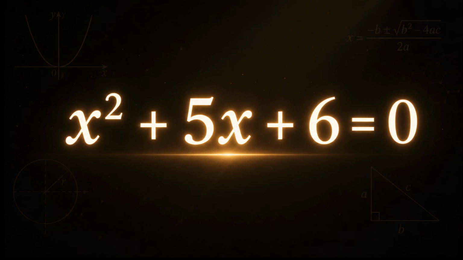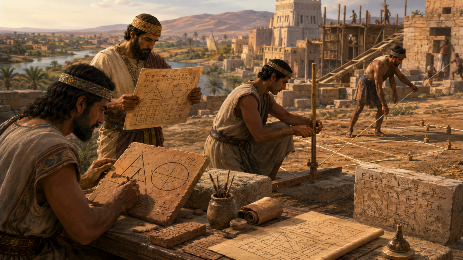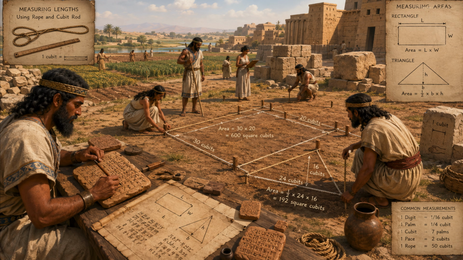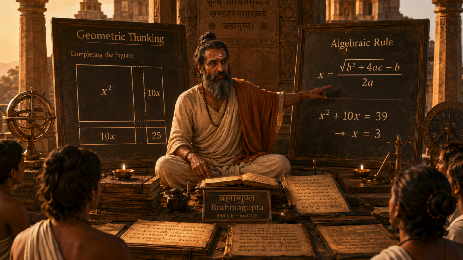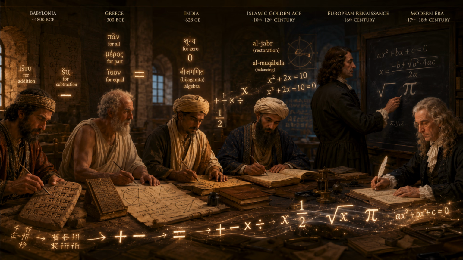So the next time you solve x squared plus 5x plus 6 equals 0, do not think of it as just a textbook question. Think of the Babylonians writing on clay tablets. Think of ancient peoples solving land and area problems. Think of Indian mathematicians expanding the idea of numbers. Think of Al-Khwarizmi organizing algebra into a powerful system. Think of centuries of mathematicians slowly turning words into symbols.